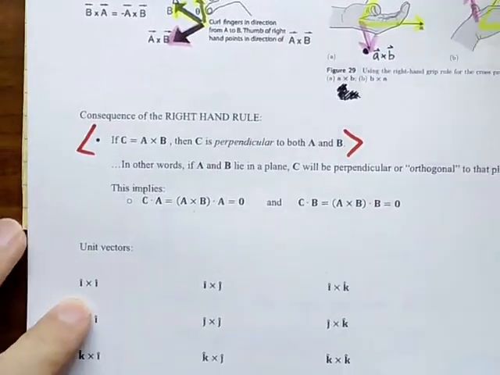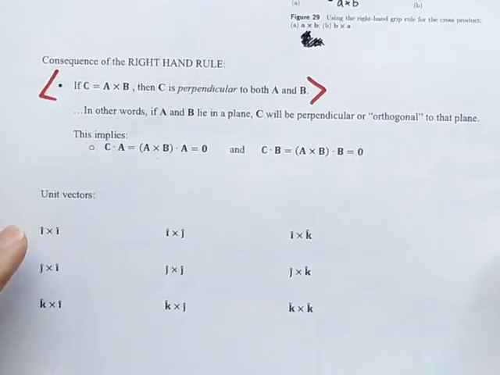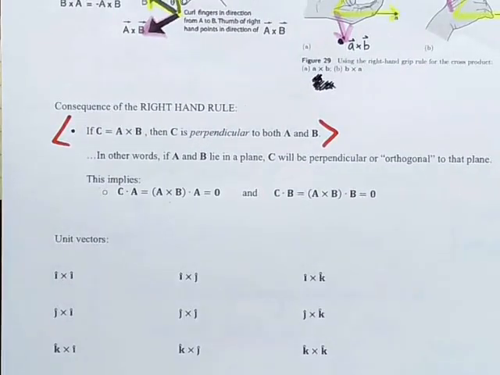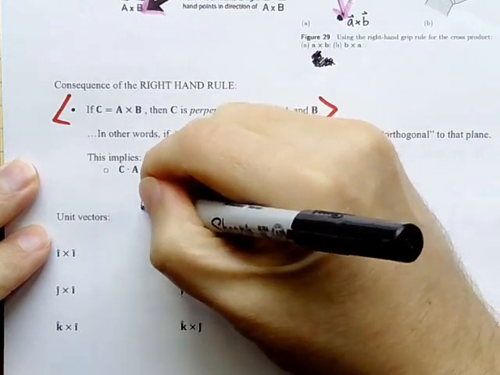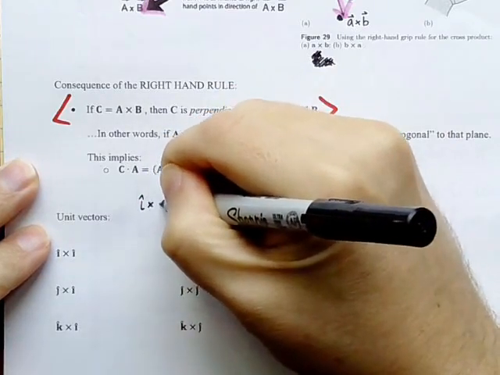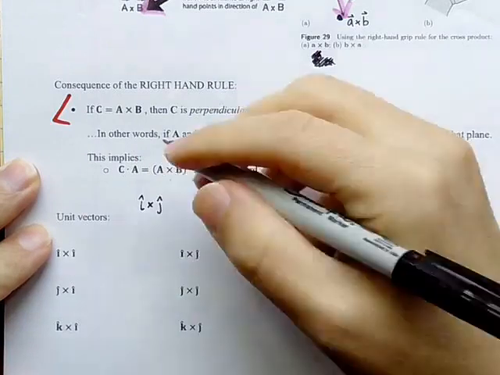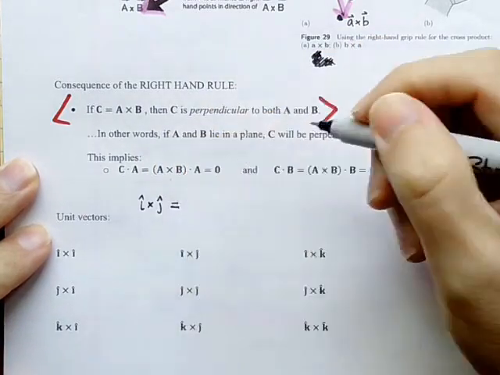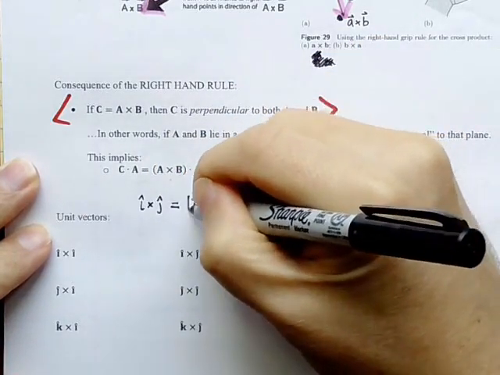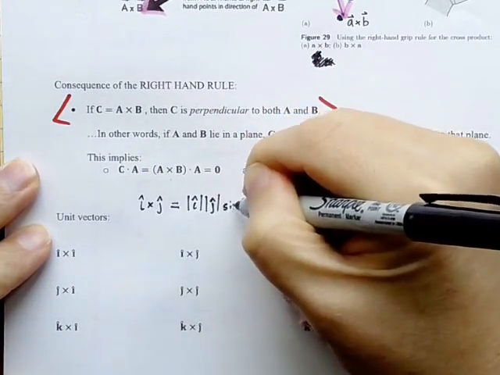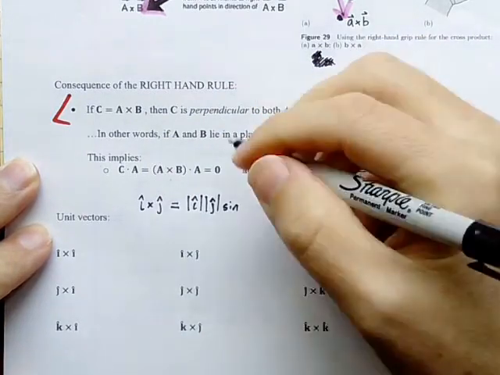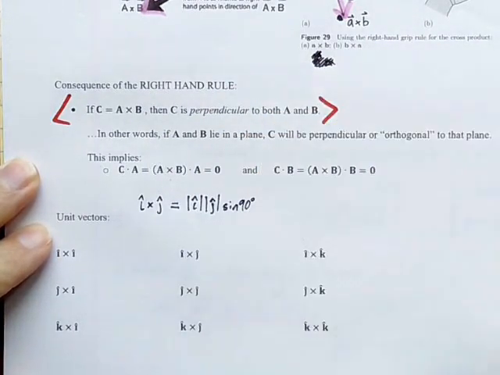Okay, let's try and make more sense of this by thinking of some simple vectors, our unit vectors. Let's think about cross products between our unit vectors i hat, j hat, and k hat. Let's take a simple one: i hat crossed with j hat. We know the magnitude of it is given by the magnitude of the first vector times the magnitude of the second vector times the sine of the angle between them. And the angle between them is 90 degrees.